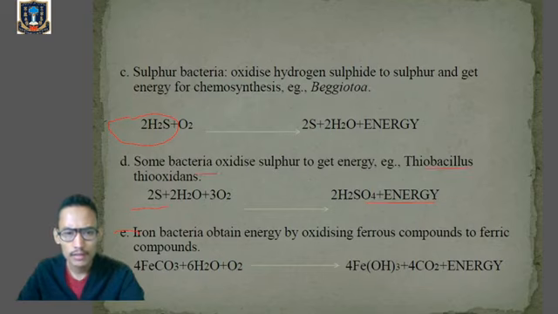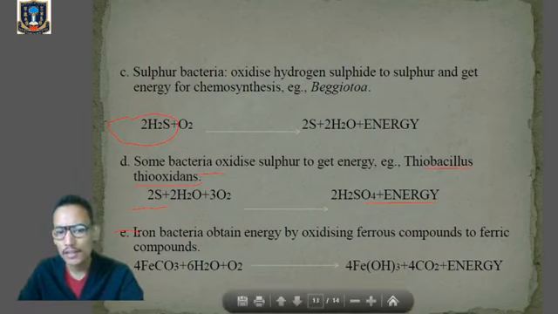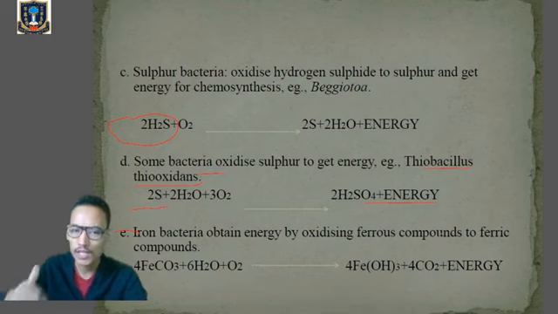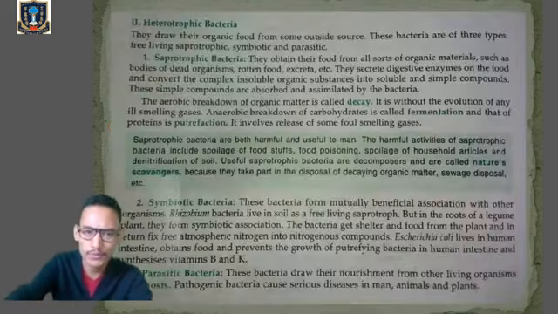Then you have got iron bacteria, which will obtain energy by oxidizing ferrous compound to ferric compound. So in this way the energy will be utilized where the source of hydrogen will be from different compounds.